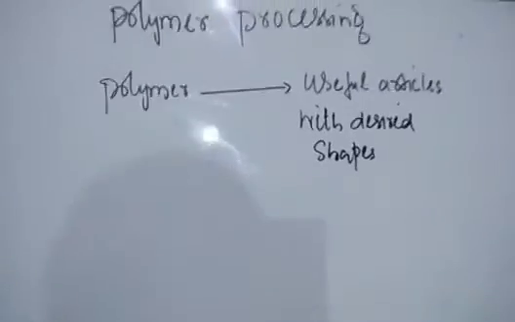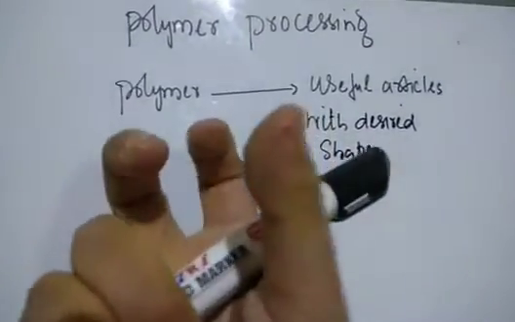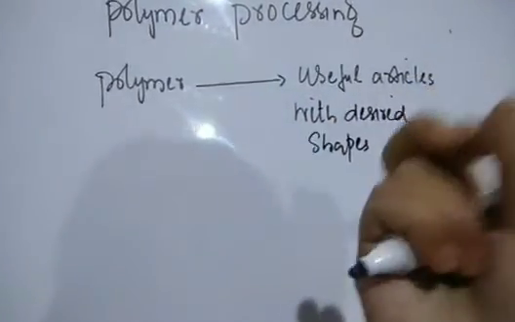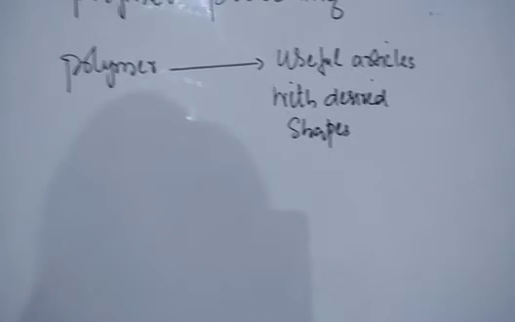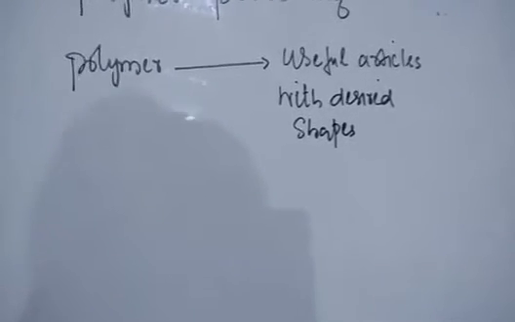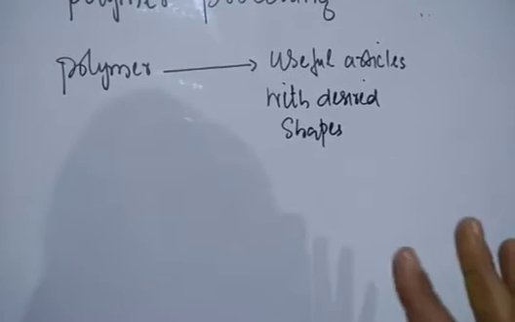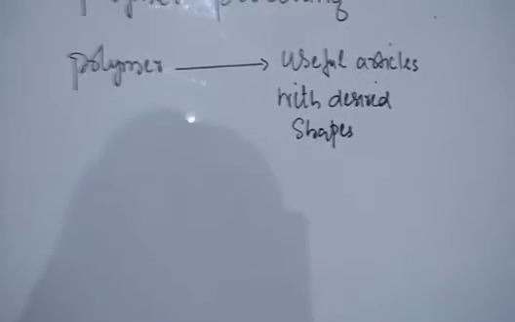Now ये जो step है, where we convert the polymeric material into useful articles with some desired shapes for day-to-day use in different aspects of life, for example, at home, at office, this is what we call the polymer processing technology.